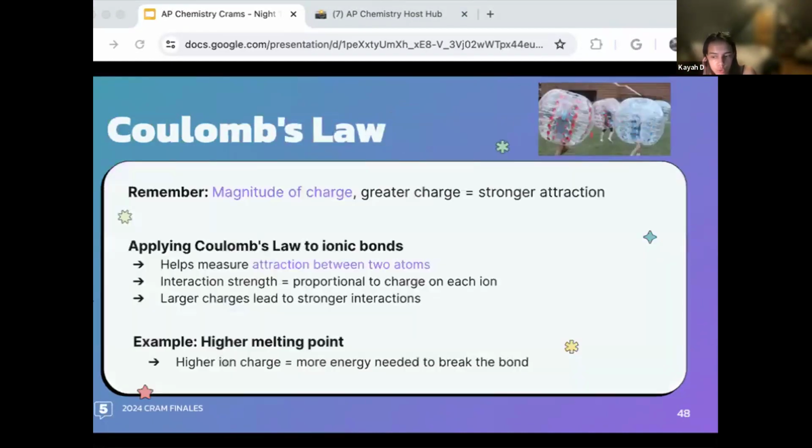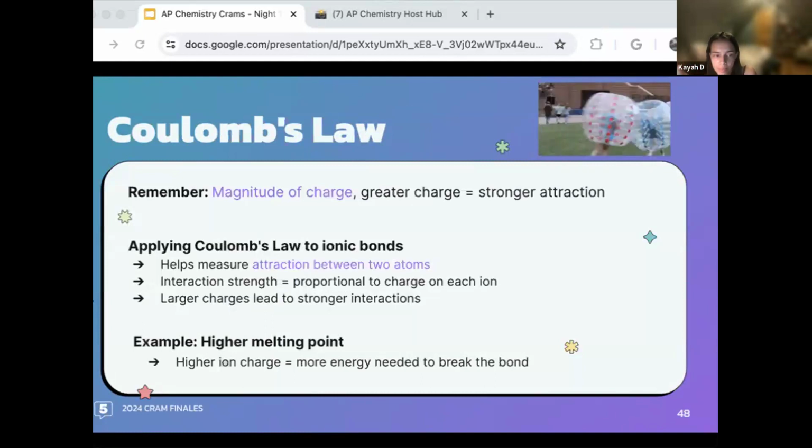And now we're going to get into Coulomb's law. Coulomb's law pretty much reminds you that the greater the magnitude of charge, the stronger the attraction. Coulomb's law is usually applied to ionic bonds, and it helps measure the attraction between these two atoms. Remember that the interaction strength is proportional to the charge on each atom, and the larger charge leads to stronger interactions.